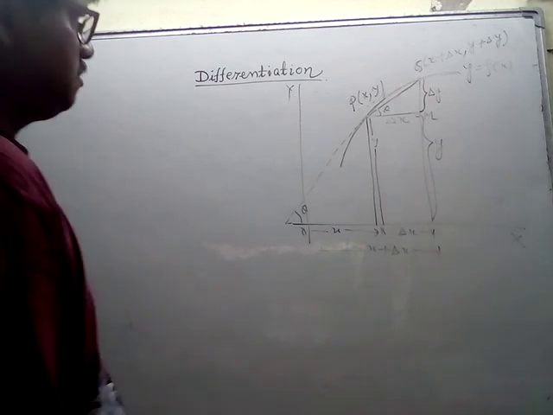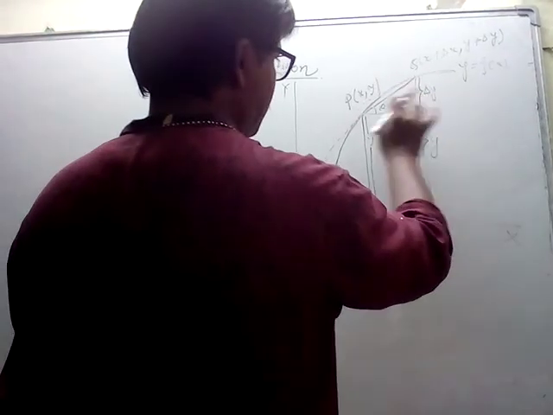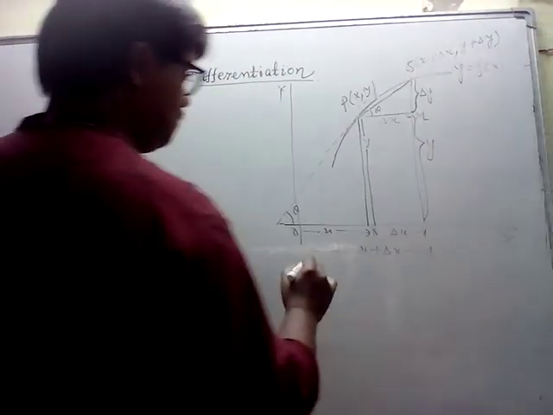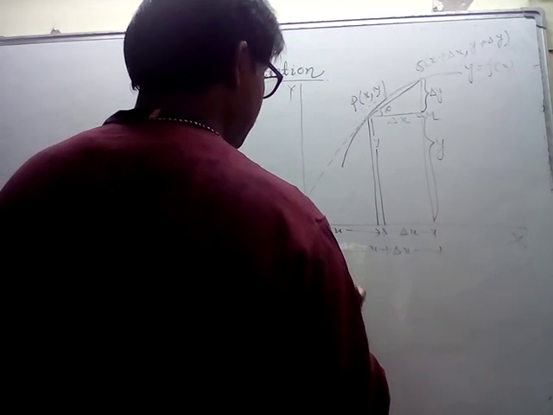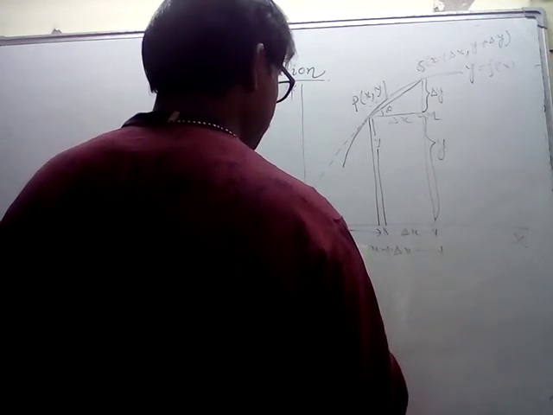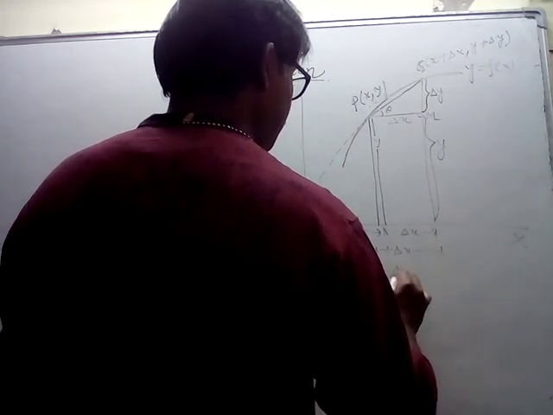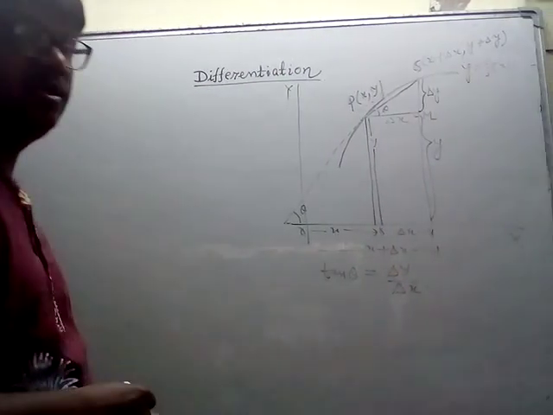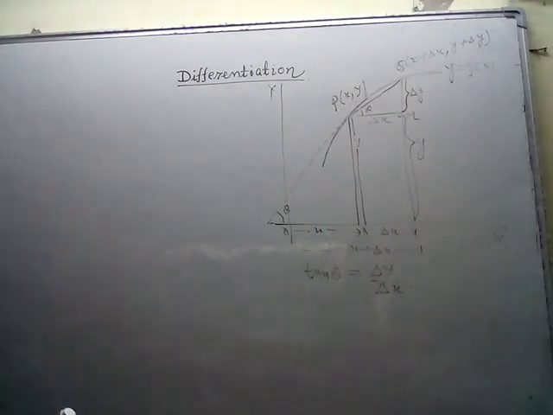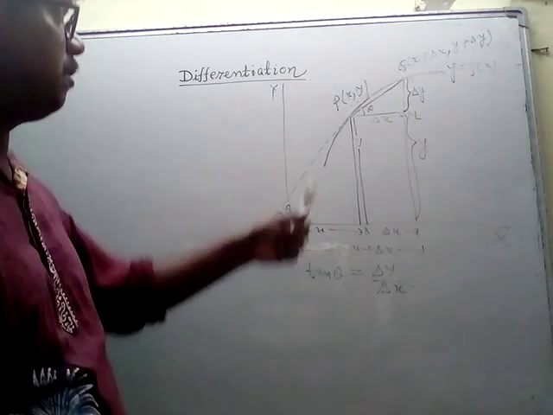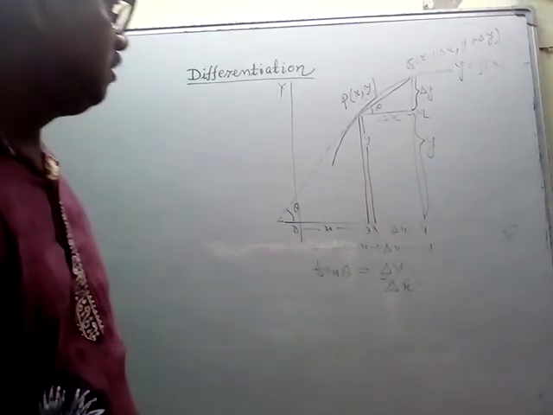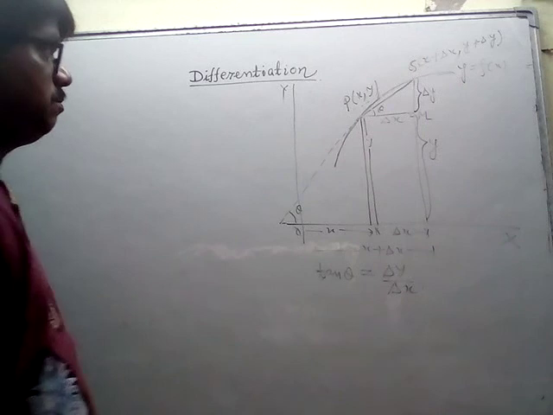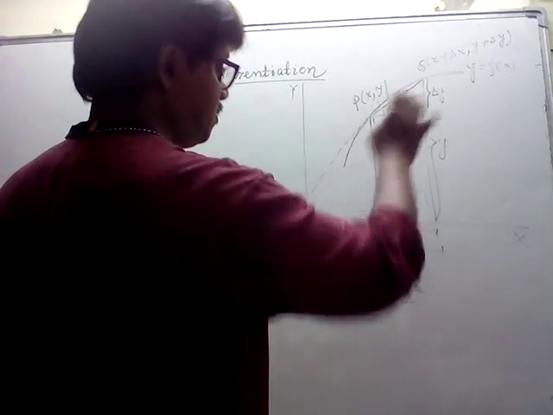From this figure, delta y by delta x represents tan theta. Tan theta equals delta y divided by delta x. What is delta y by delta x? Delta y by delta x represents the slope of the secant PQ, perpendicular by base.